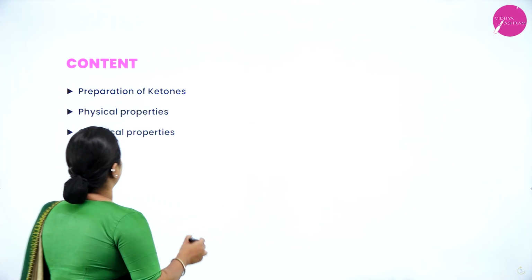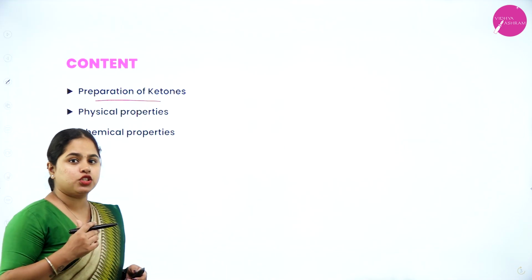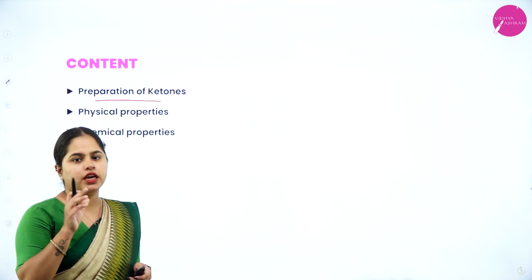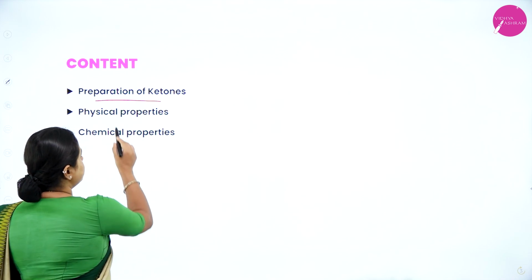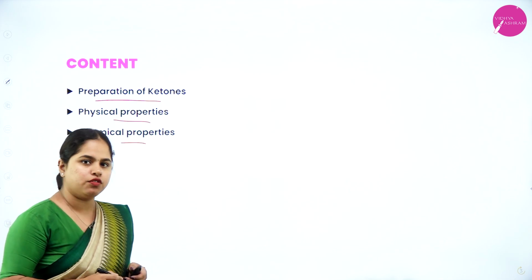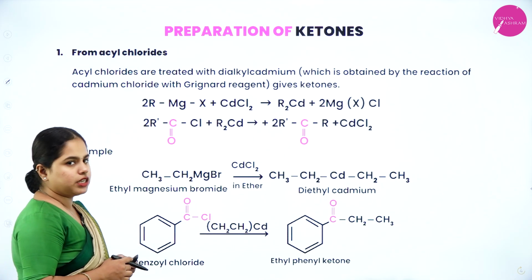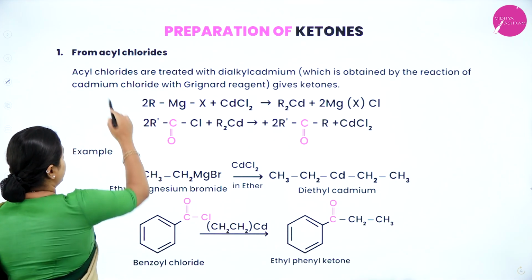So in today's session, we are going to study the different methods of preparation of ketones, okay? Specifically, how you can prepare ketones, those methods we are going to study, as well as the physical and chemical properties of ketones. So beginning with the preparation of ketones, the first method is from acyl chloride.